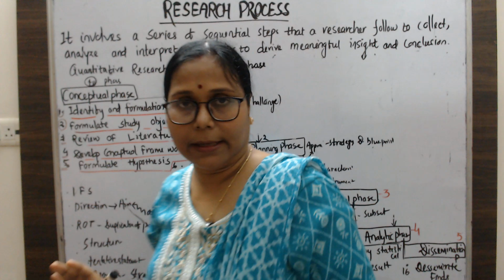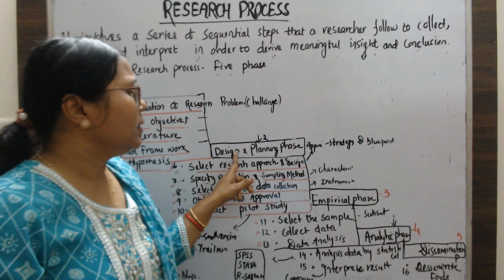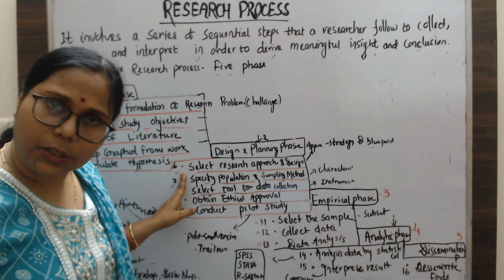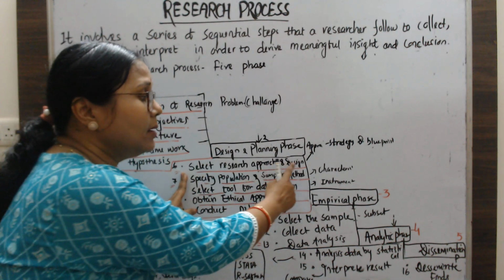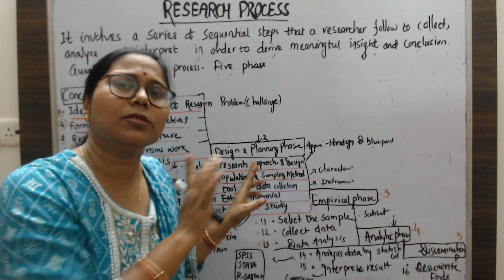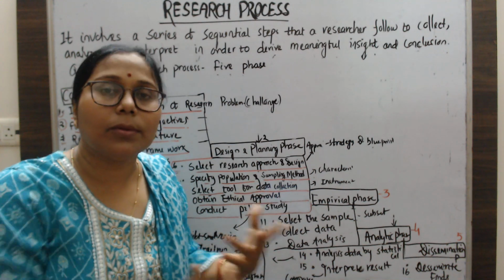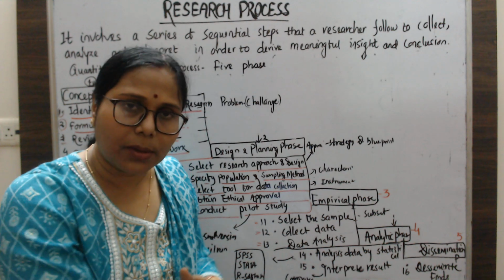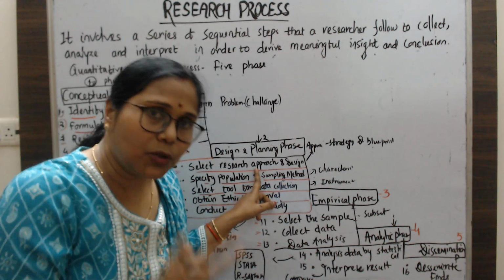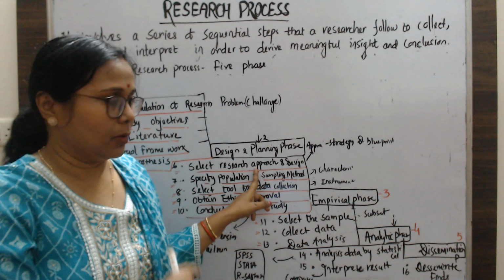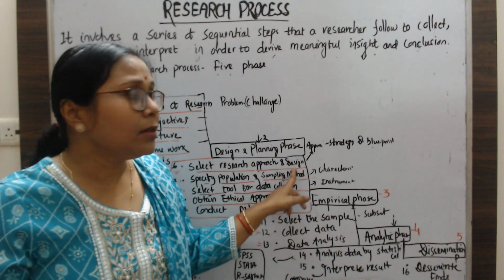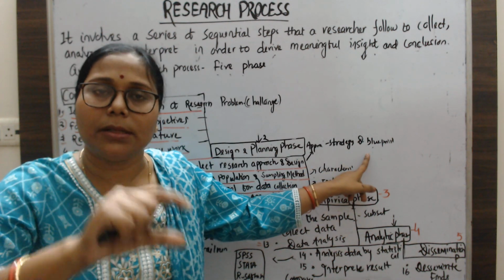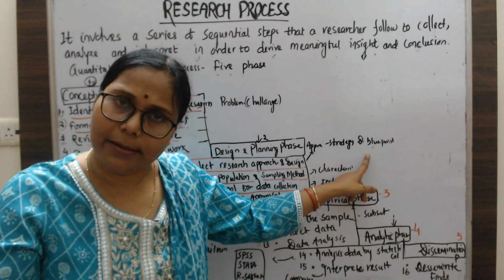Next, let's go to the design and planning phase. The first point is to select the research approach and the design. The approach means the strategy, by which strategy we will work. Now the concept is clear, and we put it into action, or a well-made plan. The approach to be carried out is called the research approach, and the design is the blueprint of how we will carry it out. So the research approach is the strategy, and the design is the blueprint.